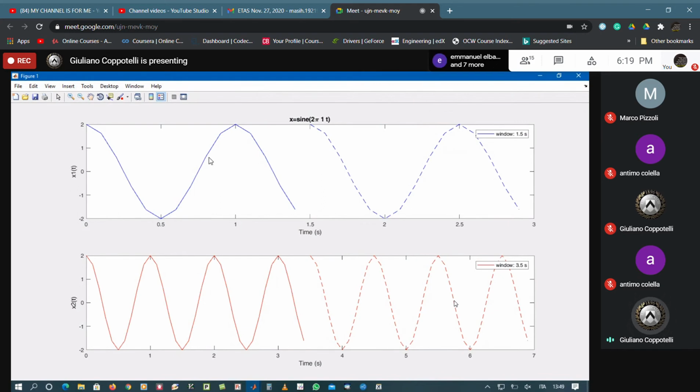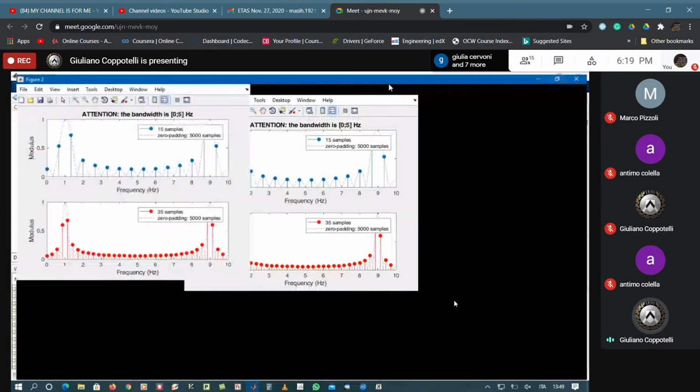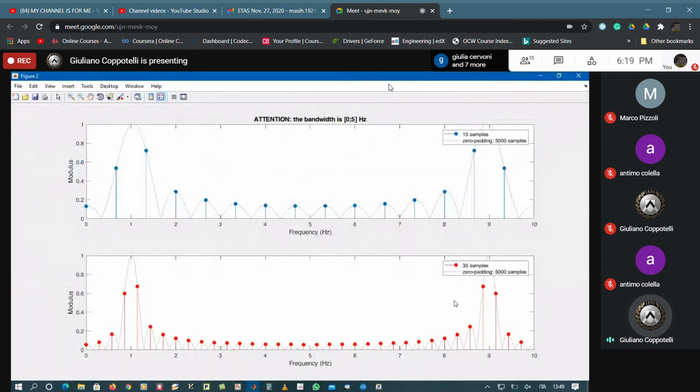What is the Fourier transform of this? What is the frequency domain representation of these two signals? We can see that by looking at the second picture. Here we go. Here, as you can see, we are not getting the information that there is a frequency at 1 hertz in both pictures. The vertical segments are not telling me the same picture as the previous one, just because we have an observation time that is not equal to a multiple of the period of your signal.